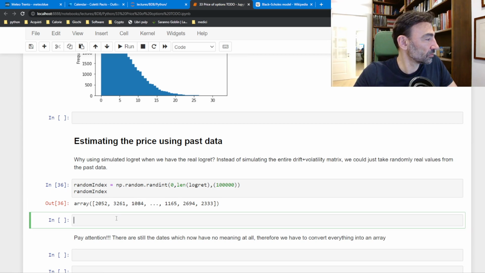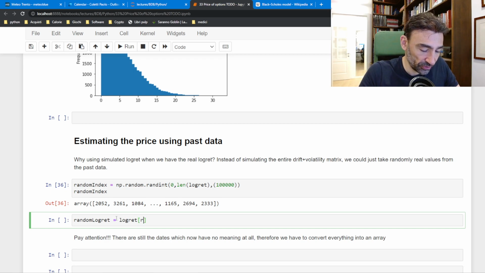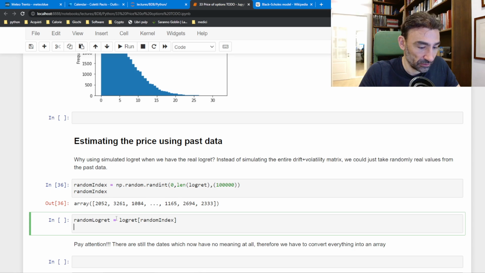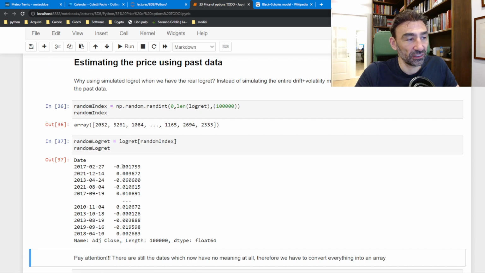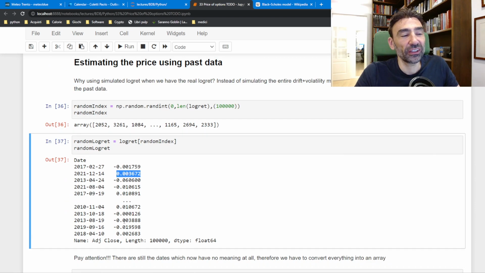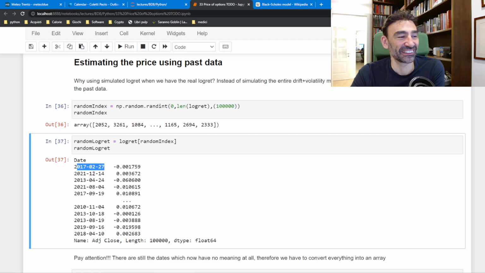Okay, so random log ret equal log ret of random index. Okay, random. So I'm doing it slowly. So you can see, these are log ret. There is, however, a little problem in doing something like this. Look at the dates. Unfortunately, Python is so smart that it remembers the original date. So this one was the log ret of the 27th of February 2017. This was the log ret of the 14th of December 2021.